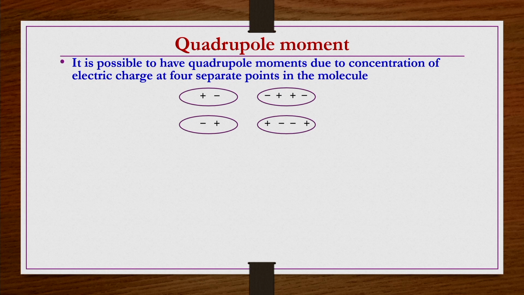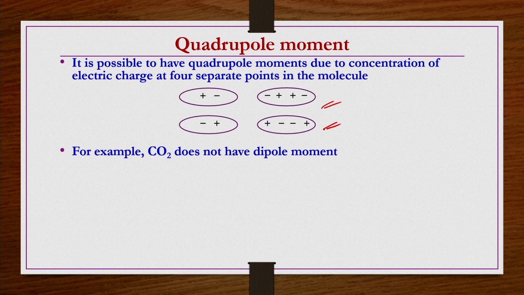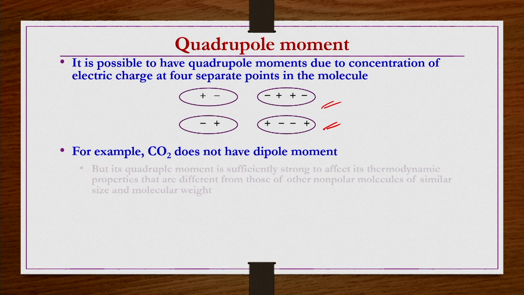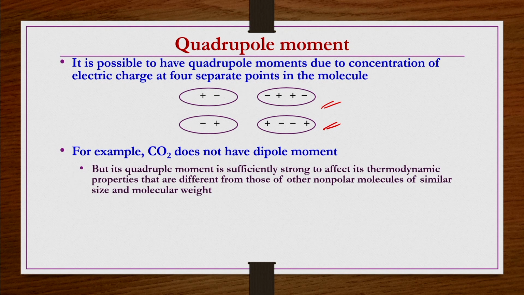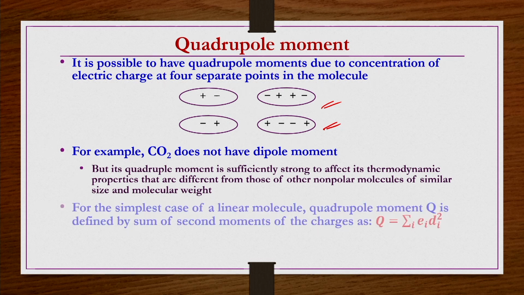Okay. So, when you have such kind of charges, four charges at 4 separate points in the molecule, then it is possible to have a quadrupole moment. For example, CO2 does not have any dipole moment, but its quadrupole moment is sufficiently strong to affect its thermodynamic properties, which are different from those of other nonpolar molecules of similar size and molecular weight.